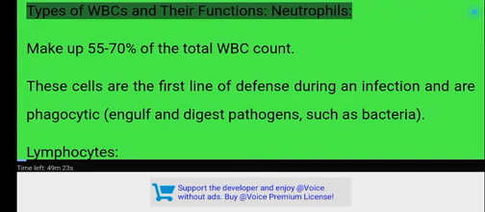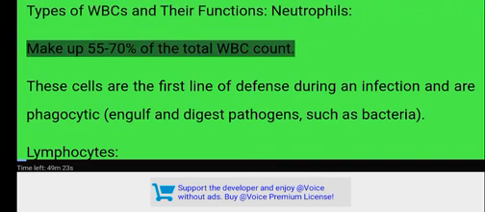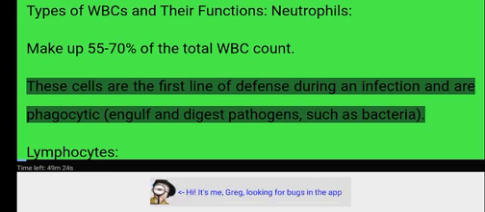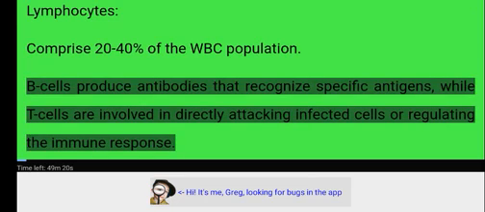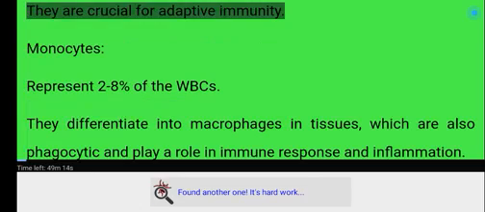Types of WBCs and their functions: Neutrophils make up 55–70% of the total WBC count. These cells are the first line of defense during an infection and are phagocytic, engulfing and digesting pathogens such as bacteria. Lymphocytes comprise 20–40% of the WBC population. B cells produce antibodies that recognize specific antigens, while T cells are involved in directly attacking infected cells or regulating the immune response. They are crucial for adaptive immunity.